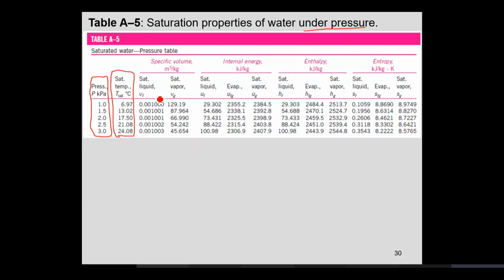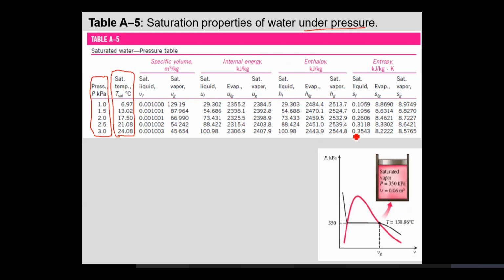Now, let's say I have a system at the saturated vapor state. This is the state of my system. My system is at saturated vapor and the pressure in the system is 350 kilopascal. Now, can you find out the saturation temperature and specific volume of the system? How?